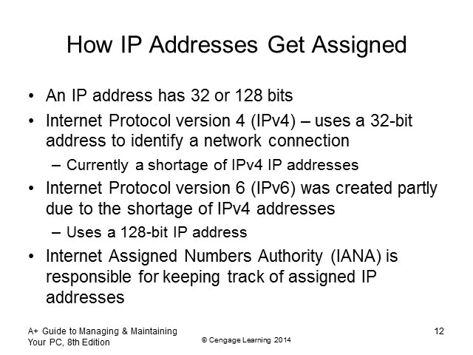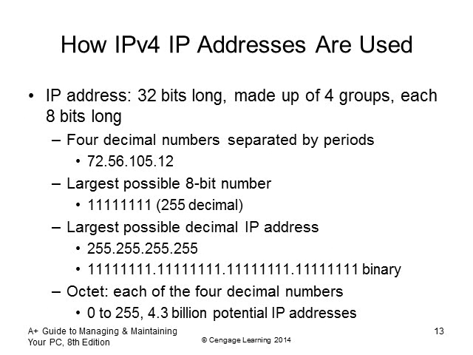An IP address has either 32 or 128 bits. IP version 4, Internet Protocol version 4, uses a 32-bit address to identify a network connection, and currently IP version 4 isn't doing so well because we're running out of addresses. So in walks IP version 6, created partly due to the shortage of IP version 4 addresses, and that uses 128-bit IP addresses. The Internet Assigned Numbers Authority is responsible for keeping track of the assigned IP addresses.